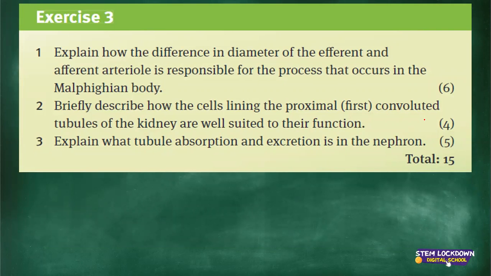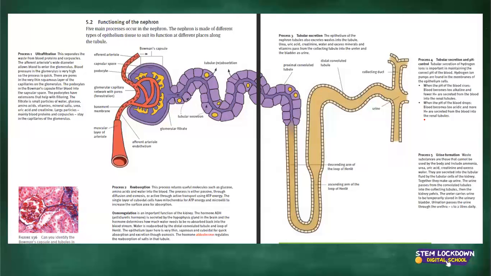Now, just exercise 3 before we wrap it up. Exercise 3, question 1. Explain how the difference in diameter of the efferent and afferent arteriole is responsible for the process that occurs in the Malpighian body. Remember, the Malpighian body is where you have the Bowman's capsule and the glomerulus. This one here is the Malpighian body.